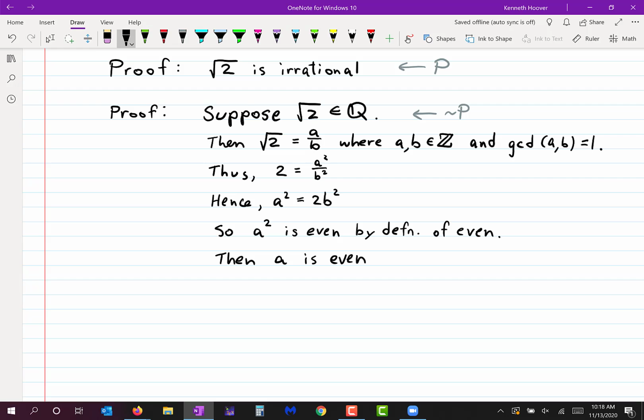Right? If a squared is even, then a has to be even. Because a squared is divisible by 2, and 2 is a prime number. So that means a would have to be divisible by 2. Okay? All right, now, if a is even, that means that a equals 2 times an integer.